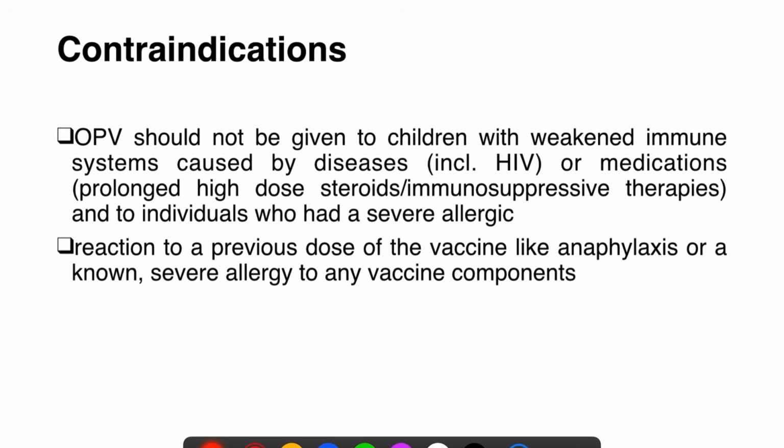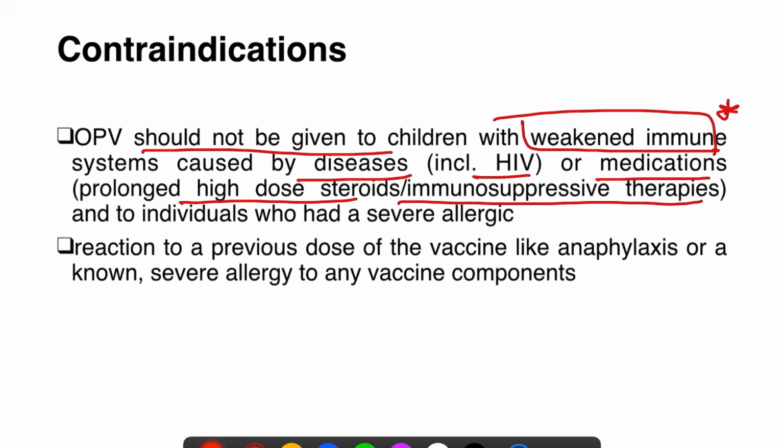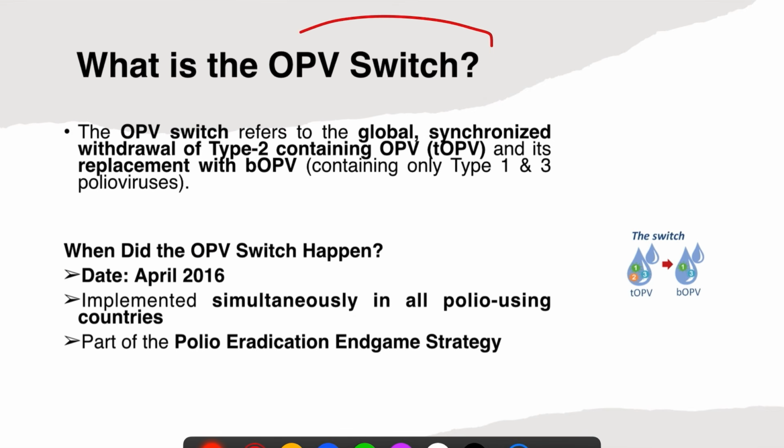Coming to the contraindications of the vaccine, OPV is a live attenuated vaccine. So it should not be given to children with a weakened immune system, which can be caused either by some disease like HIV or by some medications like prolonged steroids or immunosuppressive therapies. Other contraindications include a reaction to a previous dose of the vaccine like anaphylaxis or a known severe allergy to any of the vaccine components.